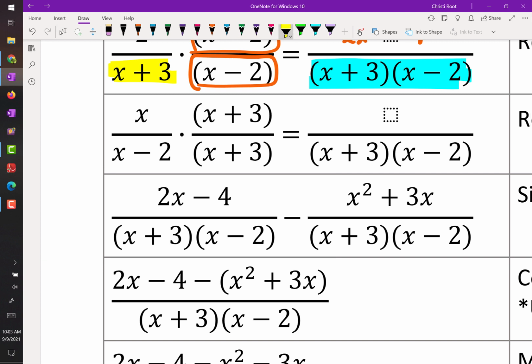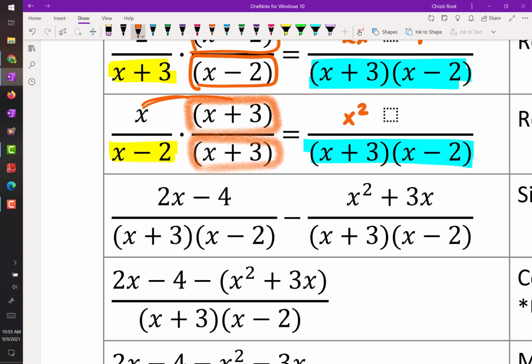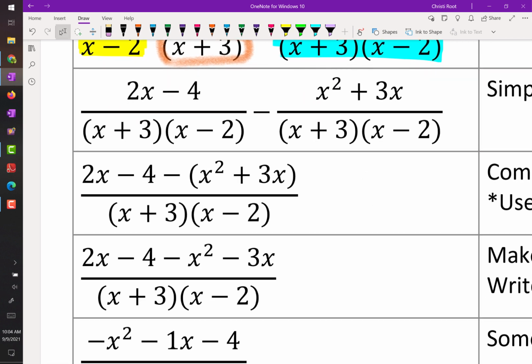So on the second one, I need to take this x minus 2, and I need to create this denominator. So what do I need? I need an x plus 3. So I'm going to take this x plus 3, multiply it to the top as well. So that means I'm going to have to distribute the x. So that's going to give me x squared plus 3x. And then as you can see right below it, I put that right here. Now that looks super complicated, but really all we did was we created a common denominator of x plus 3 and x minus 2, and then we wrote equivalent fractions, okay?